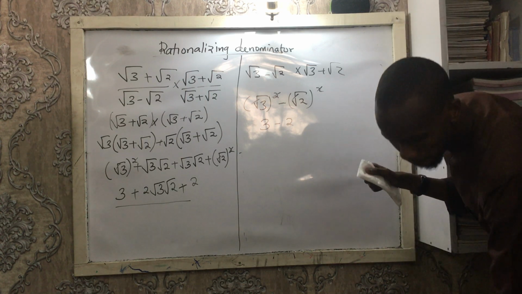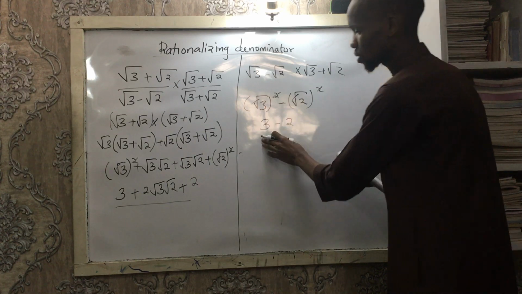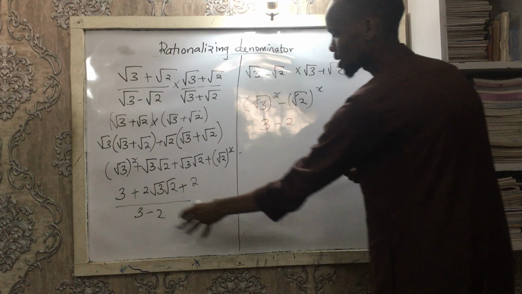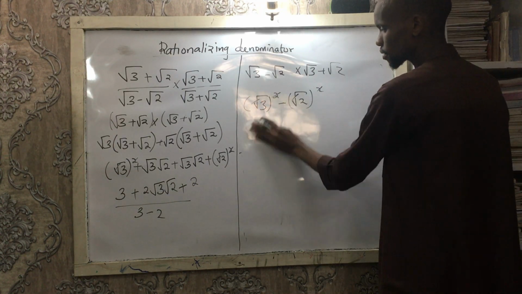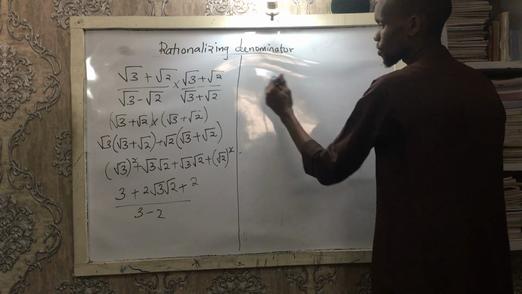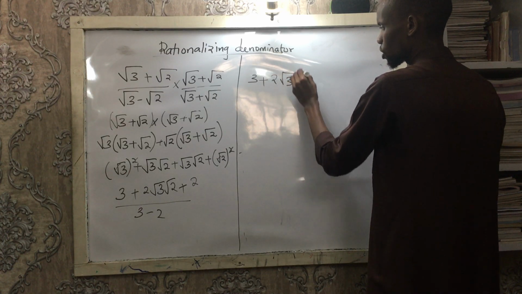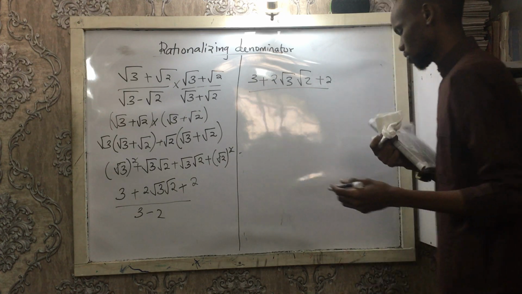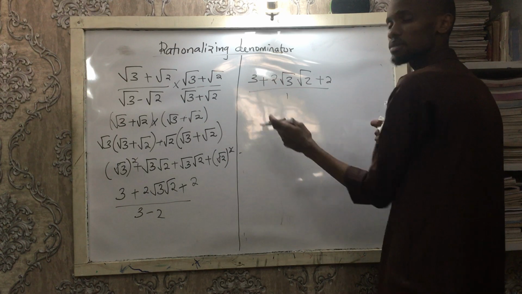Are we together? So our denominator is 3 minus 2. Our numerator is, so this is what you bring here, right? 3 minus 2. Now let's bring the whole equation here, so that we can understand. Now we'll have 3 plus 2 root 3 root 2 plus 2 over 3 minus 1, which is what? 1, right? Over 1. So let's further simplify it.